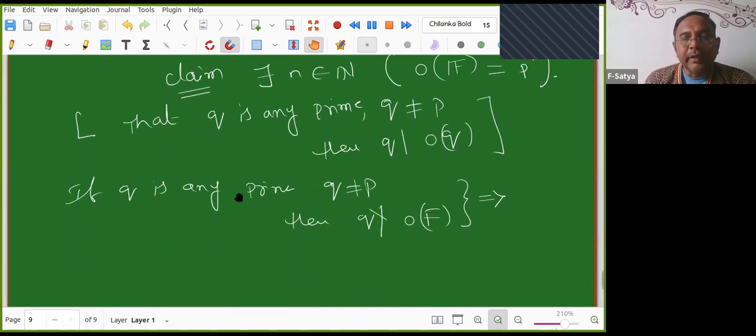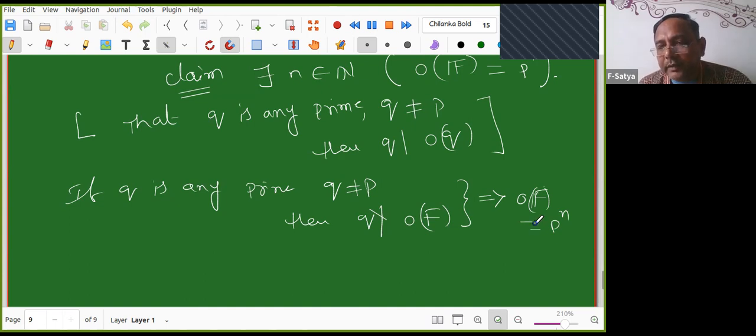So is it sufficient to prove this? If Q is any prime, Q not equal to P, then Q does not divide order of F. This implies order of F equals P power n only, I'm claiming. Is it correct or not correct? There is no other prime dividing, right? The only prime dividing order of F is P.